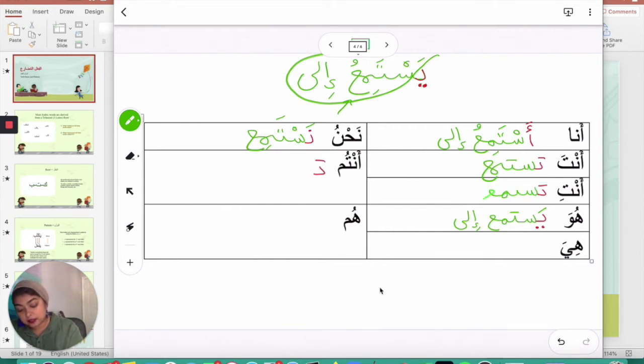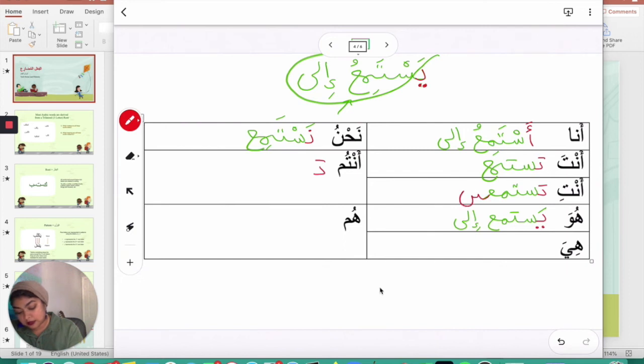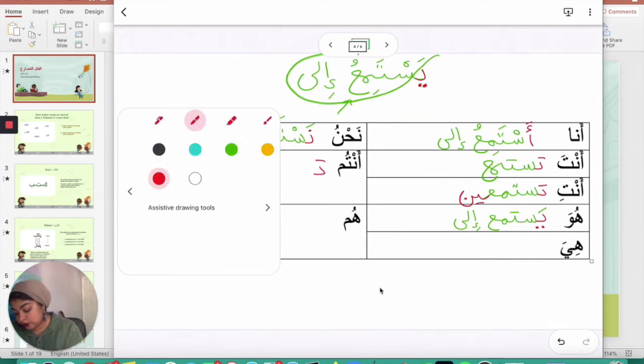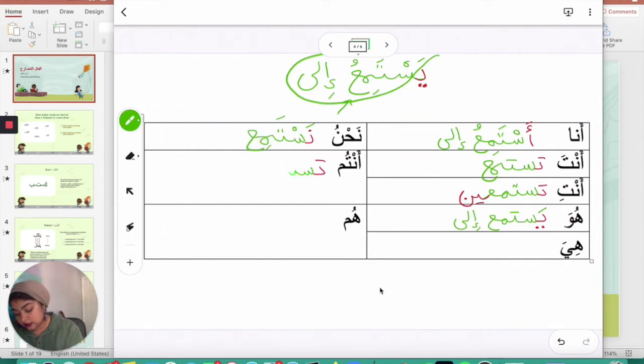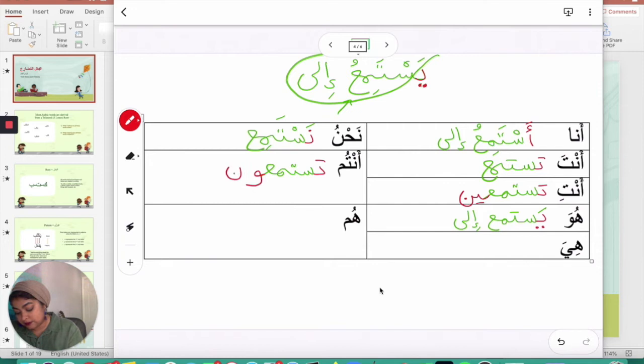أنتِ, what do we do? تستمعين. We add that suffix here. يا نون. تستمعين. أنتم تستمعون. Meaning, y'all listen to. Can I write in English? Y'all listen to. Remember, all of these will have إلى.